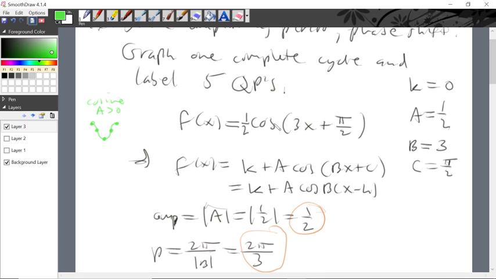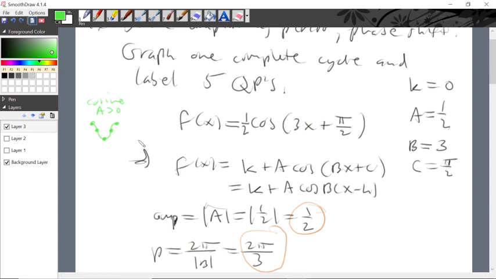If we were given, everything else the same, a negative 1/2 at the start, then a would have been negative. And in that case, the shape would have started at a minimum and gone up and then down again. And we would have had these as the 5 quarter points instead, just by the fact that a would have been negative. Notice the amplitude still would have come out to be positive if that were the case. Okay, so those are some of the possibilities we would have.